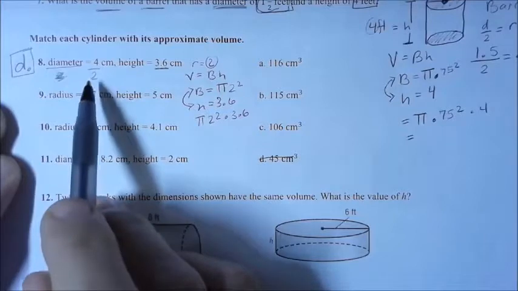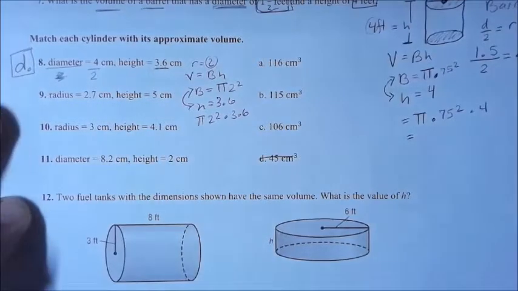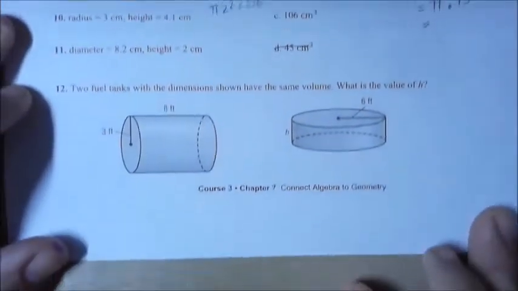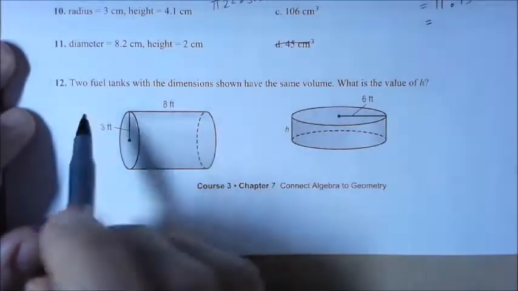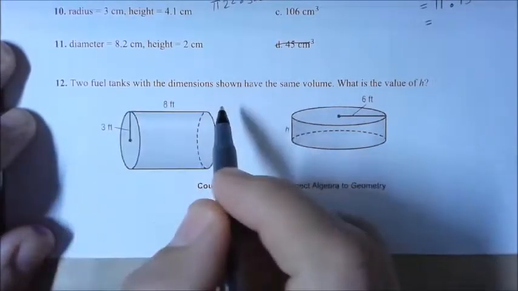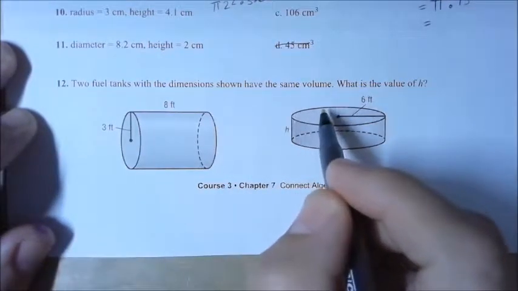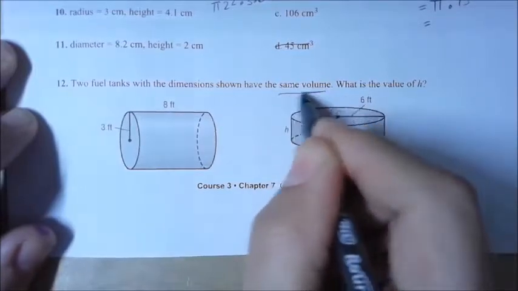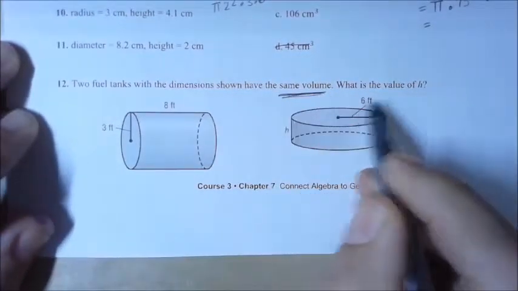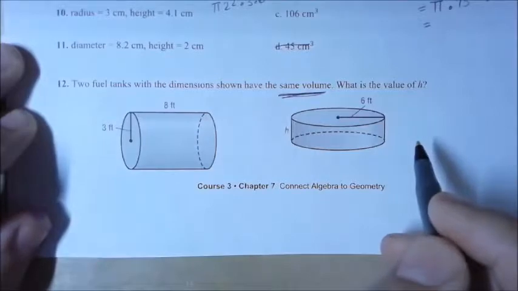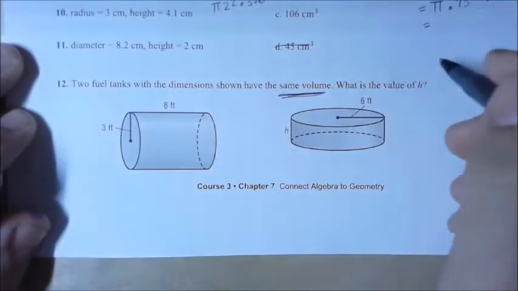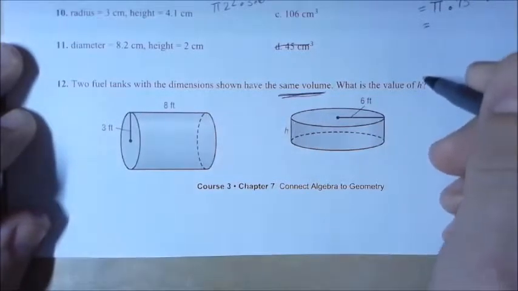So you go ahead and set up 9, 10, 11, and work those out. Now if I move this up, number 12, it says 2 fuel tanks with the dimensions shown have the same volume. So notice they have the same volume. What is the value of H?